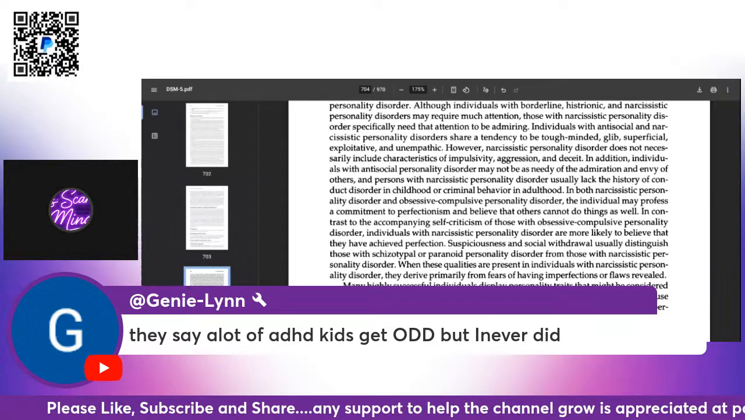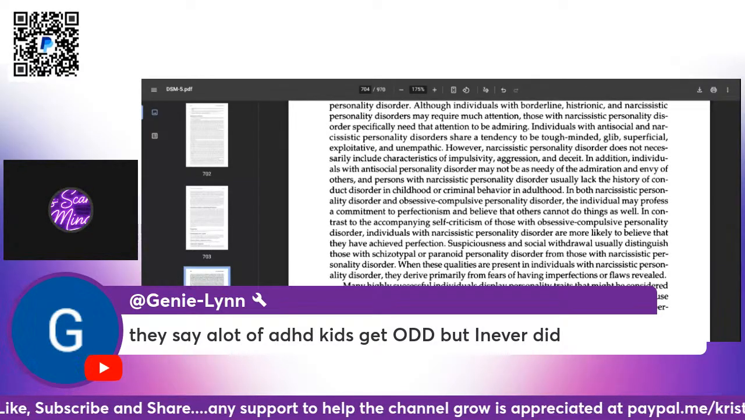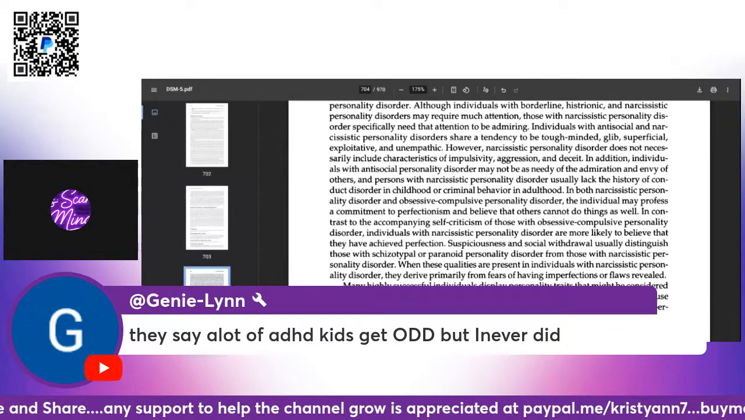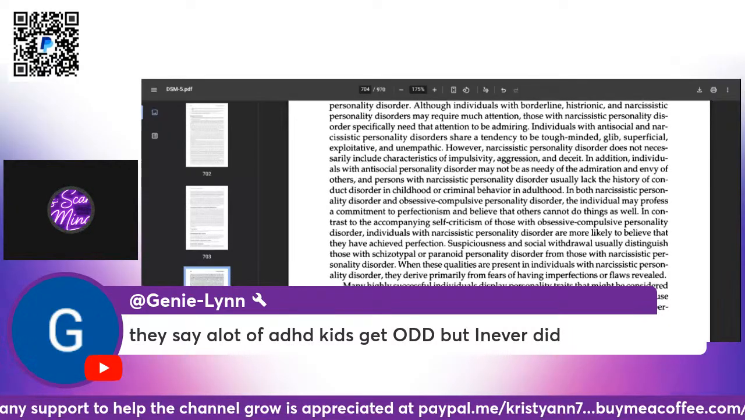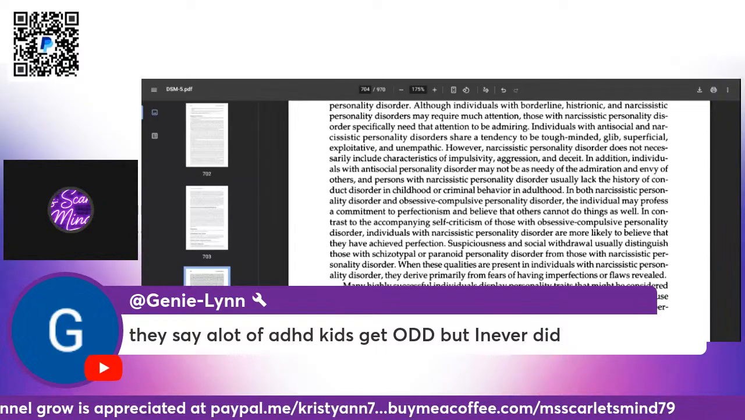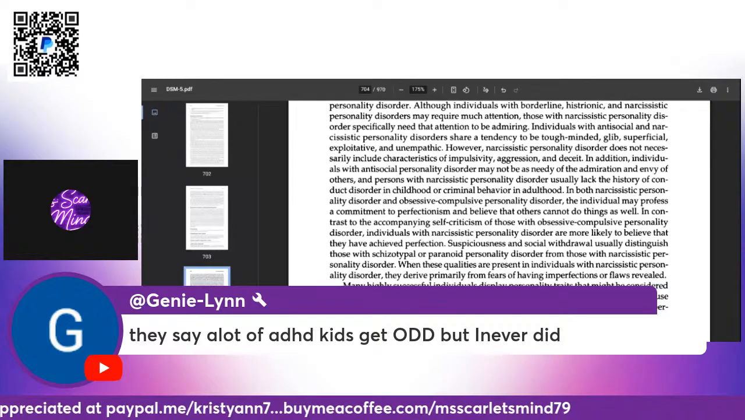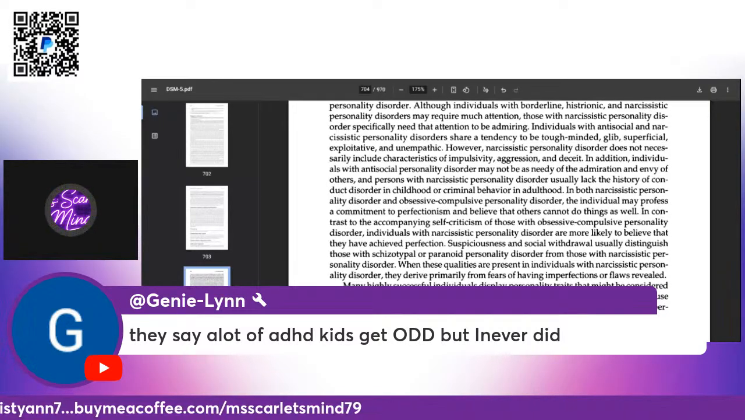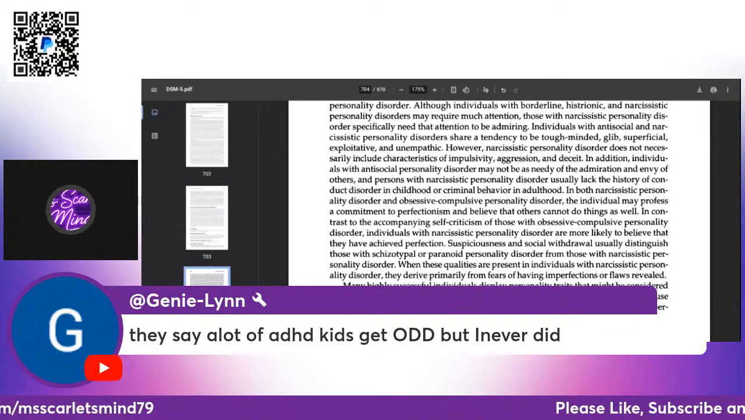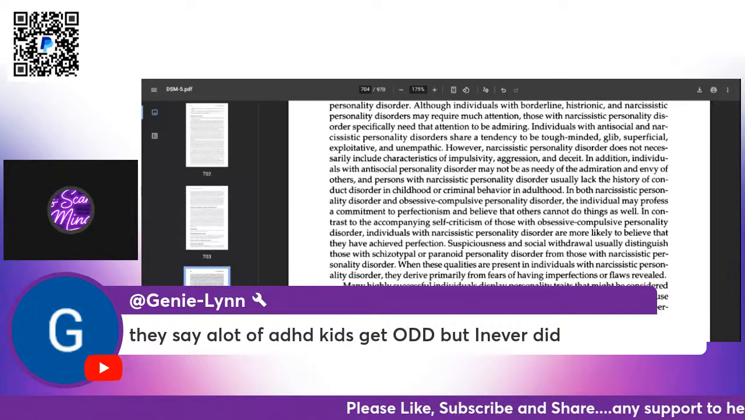Because ODD and conduct disorder specifically include things that, the title says it alone, conduct and oppositional. They do things that are, I want to say against the law, but that's not even it. They're against the rules. They do things to specifically defy rules, guidelines, things that are set, and laws. Can be all of the above.